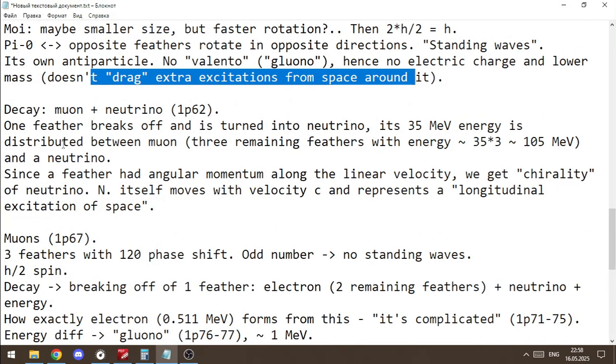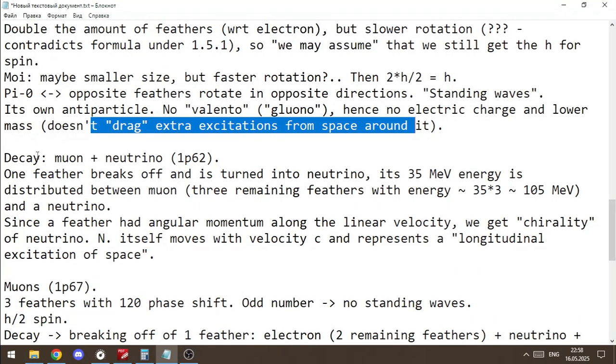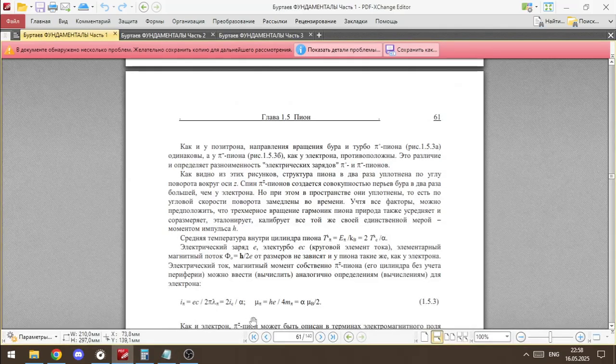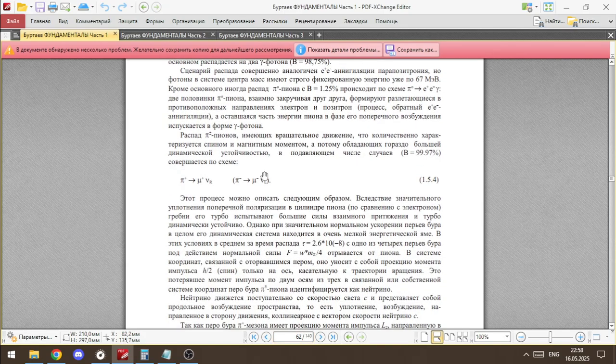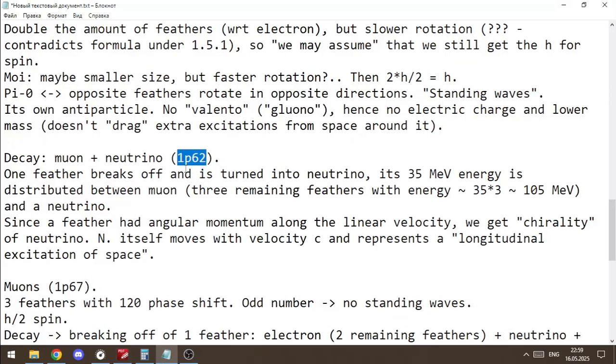Okay, so if we look at the decay of pi-mesons, what do we get? We get muons and neutrinos. So let's talk about these guys. Probably something important on this page. Let's take a look. Well, no, it's just pi decays into anti-muon and neutrino, or muon and neutrino, all right? So how does it happen?